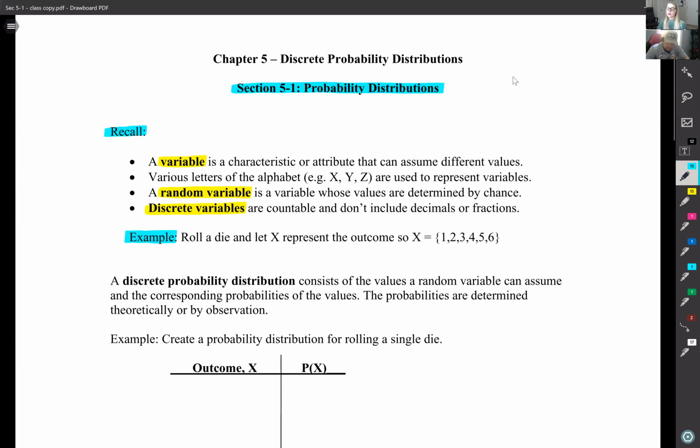When you roll a die, whatever you end up getting, 1, 2, 3, 4, 5, 6, that's completely determined by chance. You don't really have control over what you roll, unless you rig it and one side of the die is heavier, but it's random. And then it's discrete because there are only 6 possibilities, and there are no decimals or fractions. So a discrete variable is one where there's only a set number of possible outcomes. Rolling a die, there's only 6 possible outcomes, none of them are decimals or fractions, and whatever value this variable takes on is determined by chance.